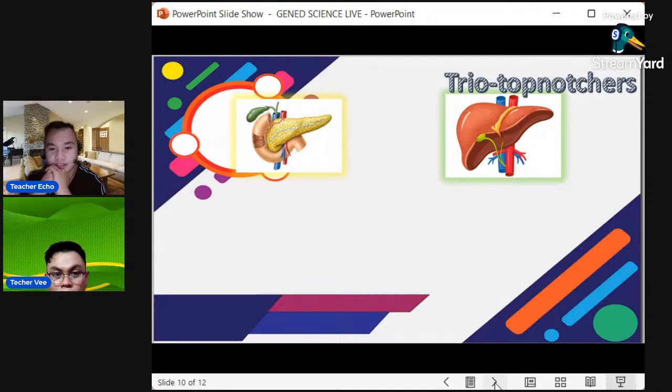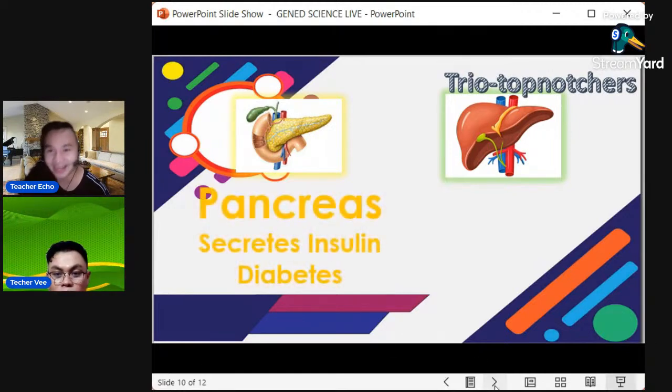Okay, so let's see. Saan kaya si pancreas? Saan si pancreas? Yellow ata. Okay, yellow po. Dapat confident ka na. Yellow po si pancreas. That's correct.